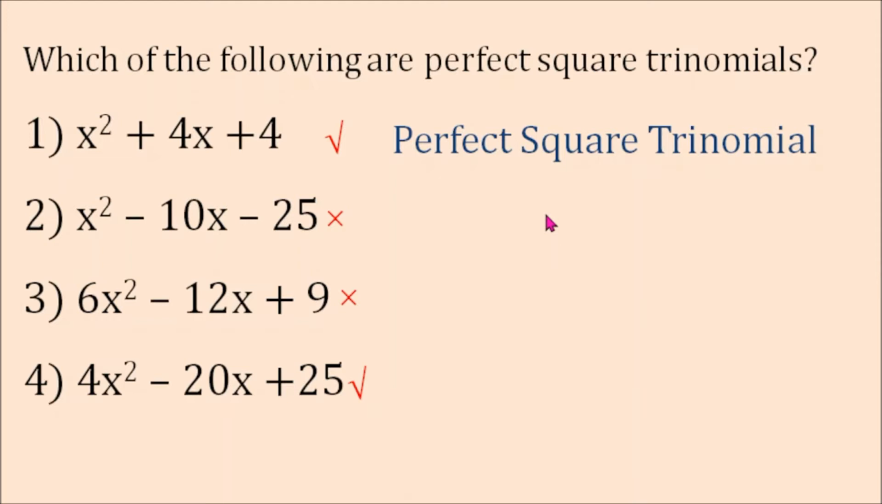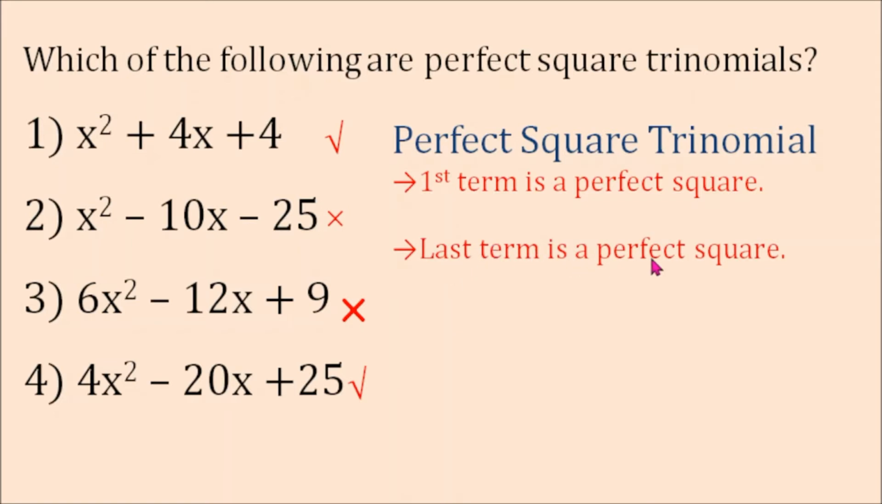The terms of a perfect square trinomial have the following characteristics. First term is a perfect square. So here, item number 1, our first term, x squared, is a perfect square. Number 2, x squared is a perfect square. Number 3, 6x squared is not a perfect square. So that's why this one here already fails. And item number 4, 4x squared, is a perfect square.